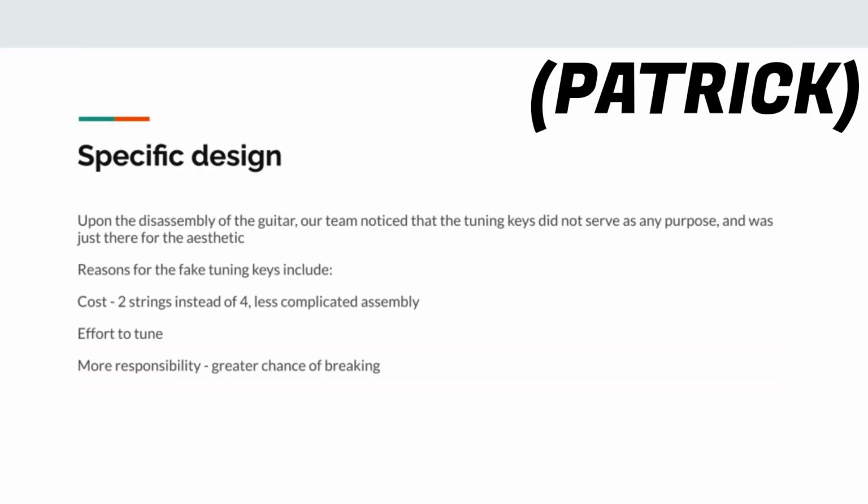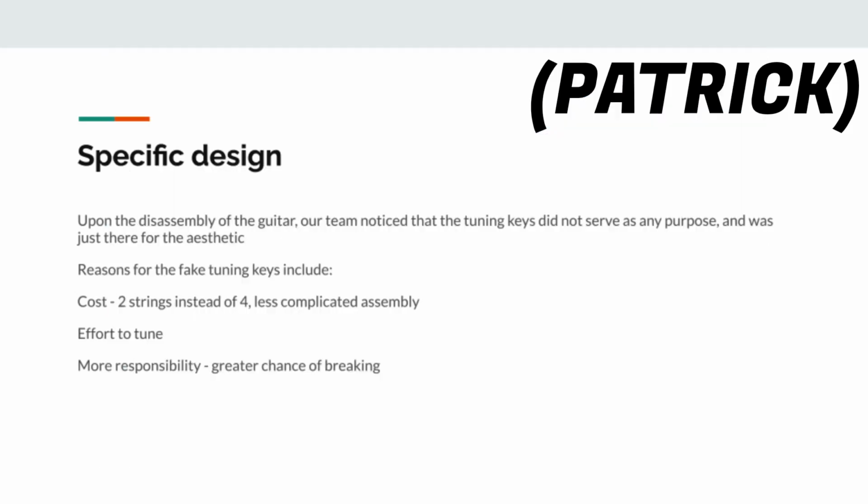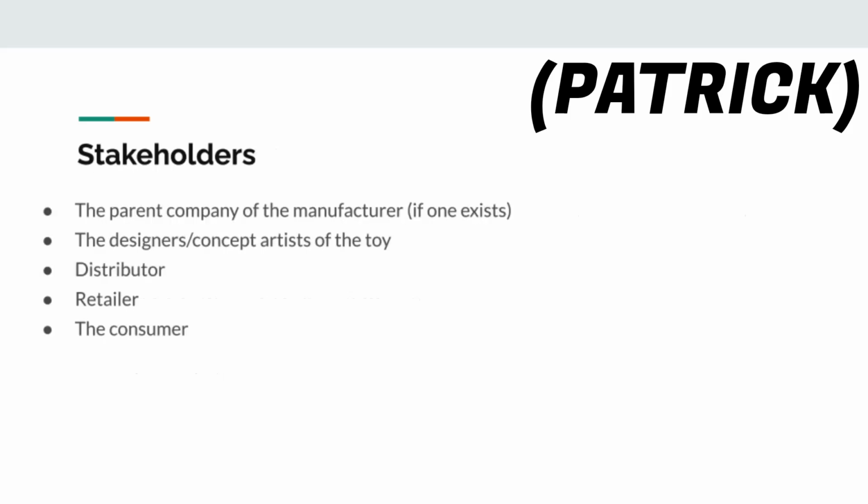When our team went to disassemble the guitar, we noticed that the tuning of the keys did not serve any purpose and was purely there for aesthetic. There could be a couple of reasons for this. First, it's slightly more cost efficient with only having 2 strings instead of 4. Second, the effort to tune it, because most of the consumers are younger and will eventually outgrow the product, would be pointless to go into great depth. The stakeholders for this product include the parent company, if one exists, the designers, distributors, retailers, and the consumers.